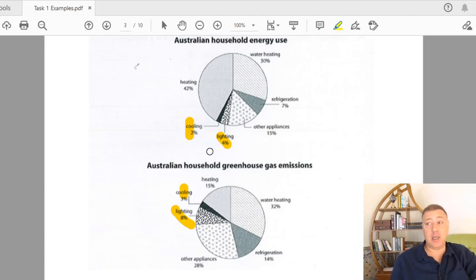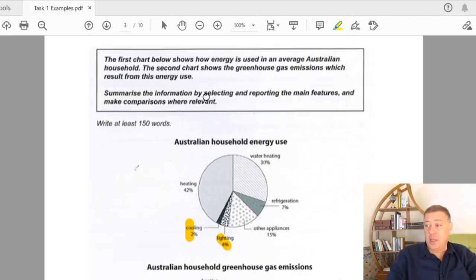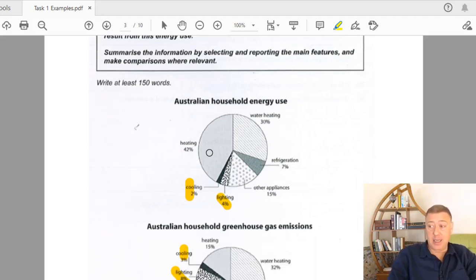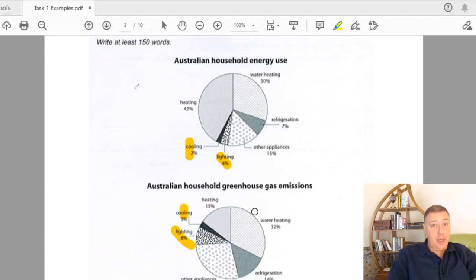So this, where it says summarize the information by selecting and reporting the main features and make comparisons where relevant. So this is the type of question, pie chart questions or bar graph questions with no reference to time, where making comparisons is the essence of what you're doing. So how would you divide the information? That comes up.